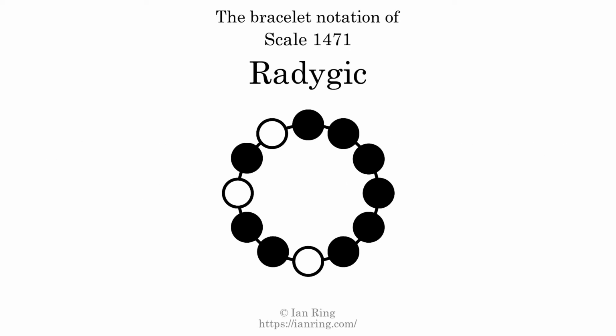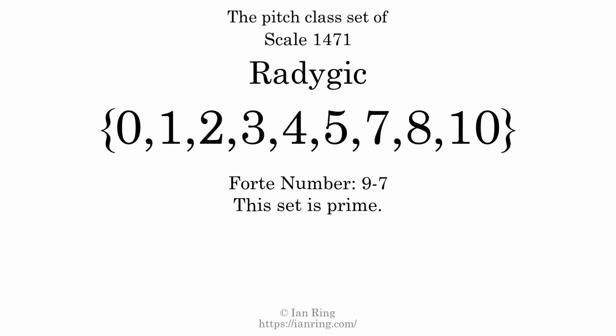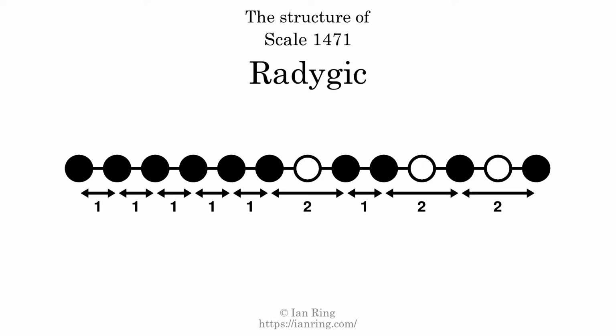This is a bracelet notation diagram of scale 1471. The shaded circles represent tones that appear in the scale, and they are read clockwise, starting at the top. The pitch class set for this scale is 0, 1, 2, 3, 4, 5, 7, 8, 10. The forte class is 9-7. This set is prime. The structure of a scale is a description of the interval distance between each successive tone. This scale has a structure of 1 1 1 1 1 2 1 2 2.